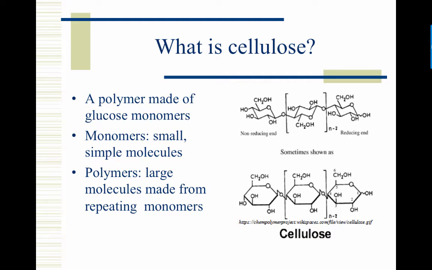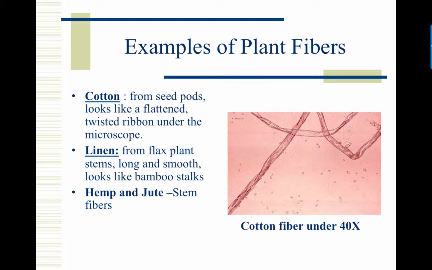So, cellulose, that word may sound familiar to you. You may remember learning about cellulose in biology or chemistry. I'm sure that you did. Cellulose is a polymer. A polymer is simply a large molecule made up of repeated smaller molecules called monomers. Cellulose happens to be made up of glucose monomers. And again, plant material is made of cellulose. Some examples of plant fibers are cotton, linen, hemp, and jute.